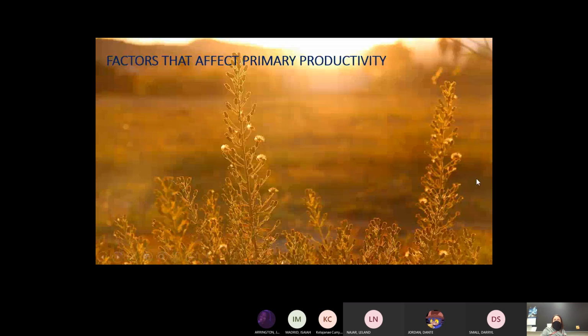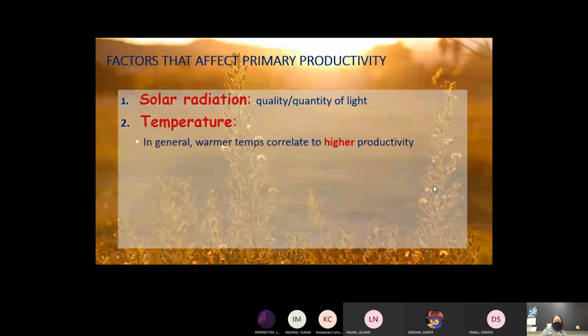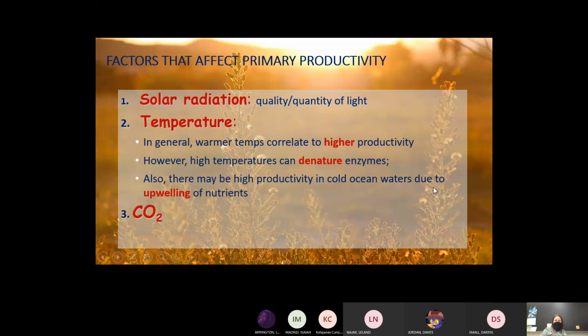All right, some factors that would affect primary productivity. I'm going to put them all up here because I'll forget if I don't. Solar radiation, so the quality and the quantity of light, which probably seems obvious, plants need light to grow. It's part of photosynthesis. But how good that light is, how direct it is, too much, too harsh, depends on the plant's zone of tolerance.